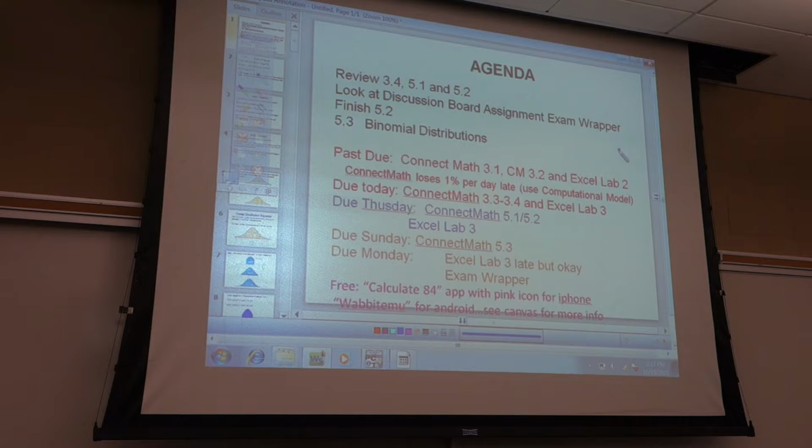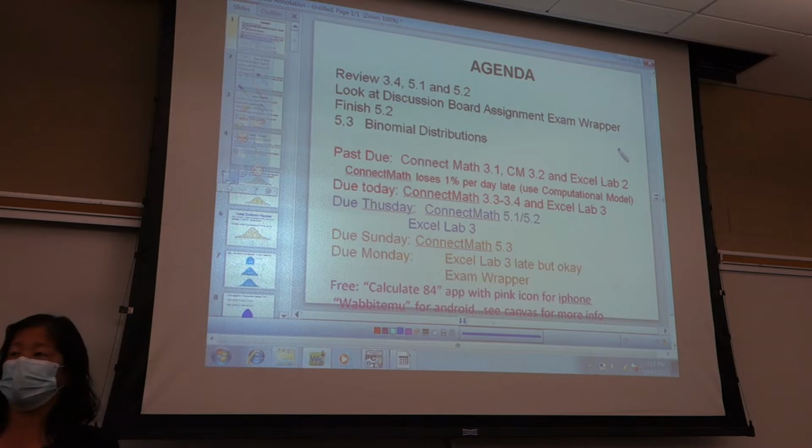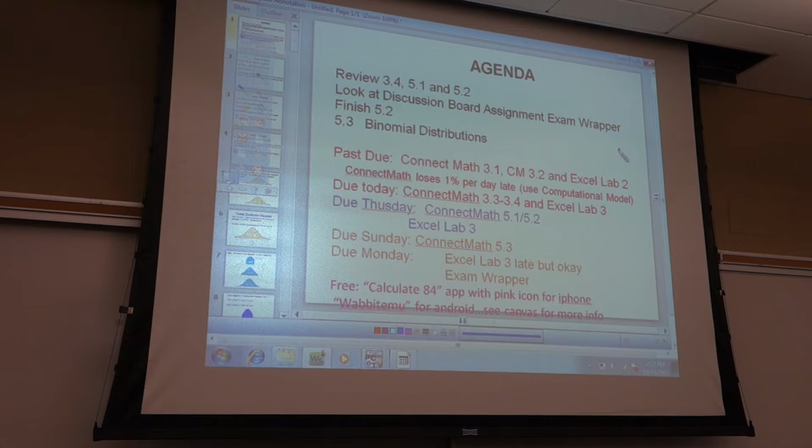So Connect Math, the homework you should have finished over the weekend are Connect Math 3.1, 3.2, and Excel Lab 2, which was due last Thursday. Connect Math loses 1% per day for each problem that's late. So if you only have 2 problems left you didn't finish, just those 2 problems will lose 1% per day until they're done, completed. And don't forget that in 3.2 you're going to need to use a computational model a number of times.